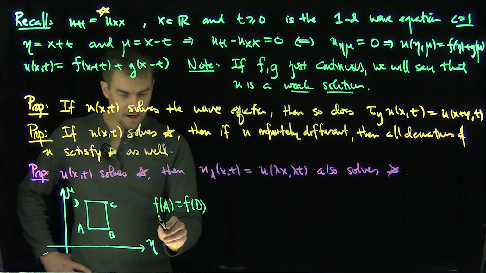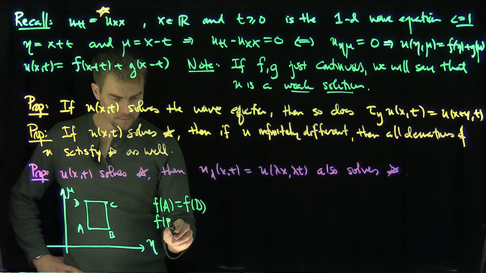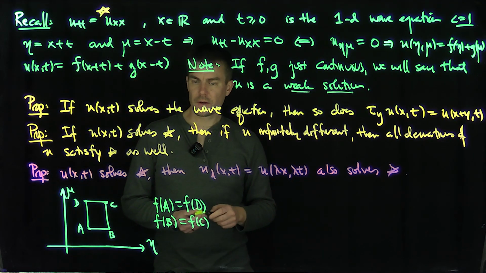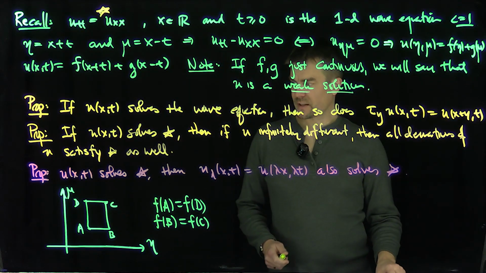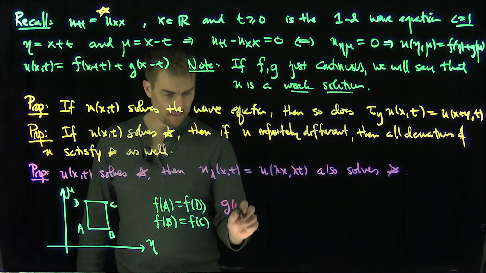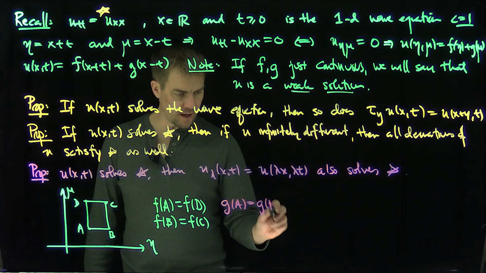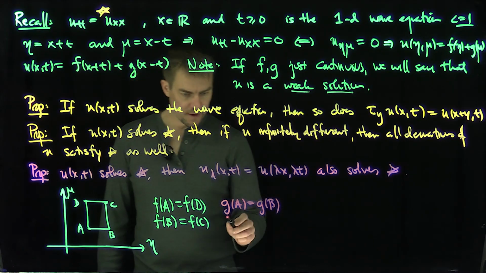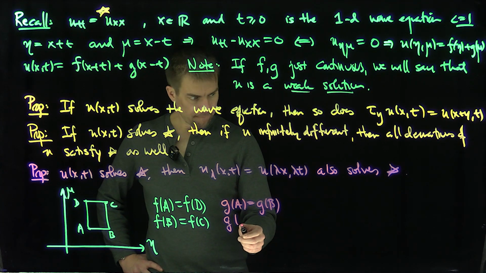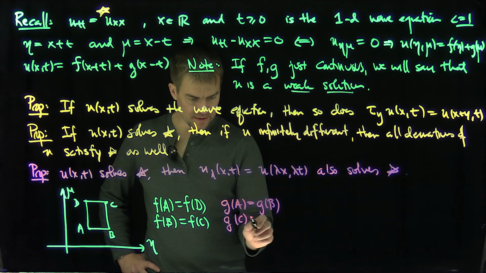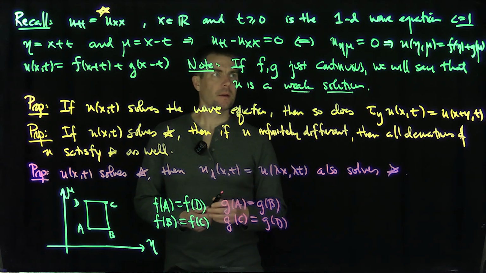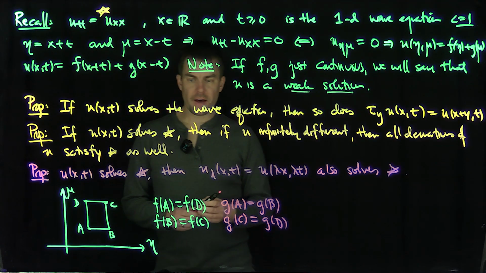And then f of B is equal to f of C, right? And then similarly, what can I say about G? I can say that G of A is equal to G of B, because mu is fixed there, right? And G of C is equal to G of D, right? Good. And so now what can we say about U of A?